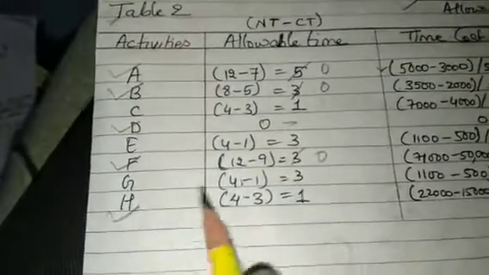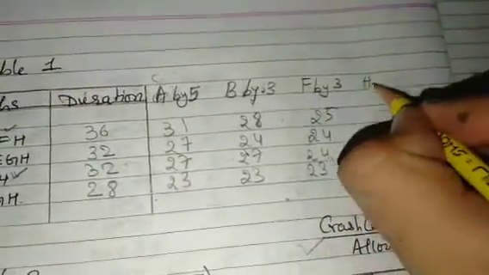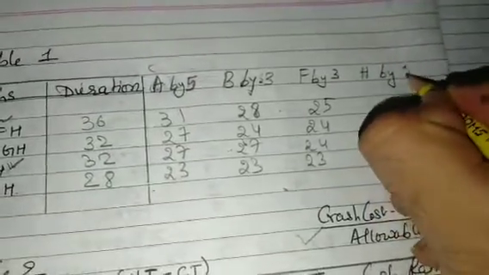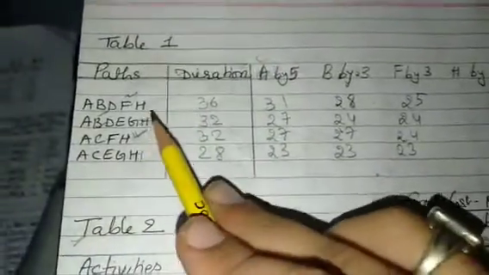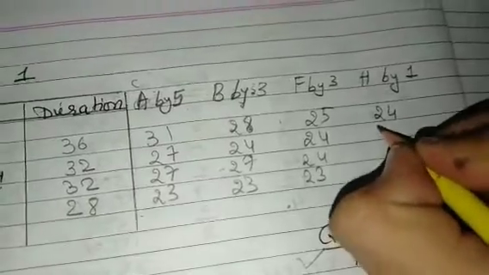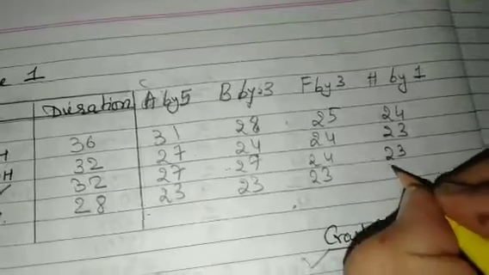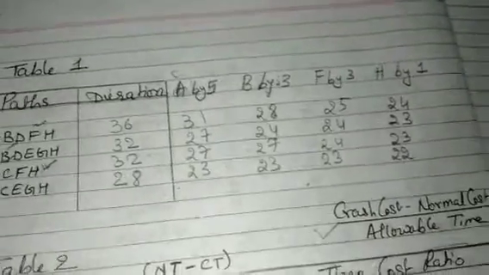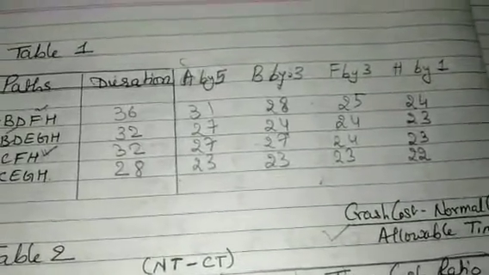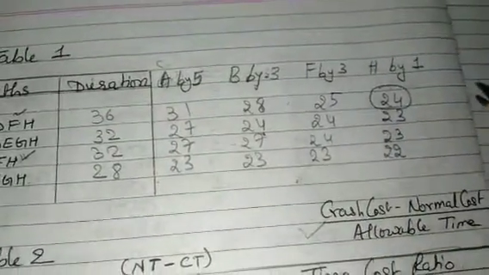After that H can be crashed once, so crash H by 1. H is there in each and every path, so just reduce each by 1. So here it would be 24, 23, 23 and 22. This way we can crash the activities. Now our new critical path has 24 days.